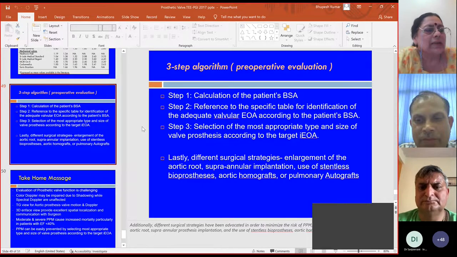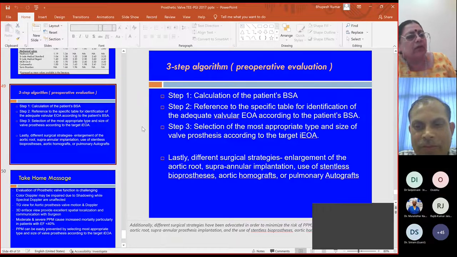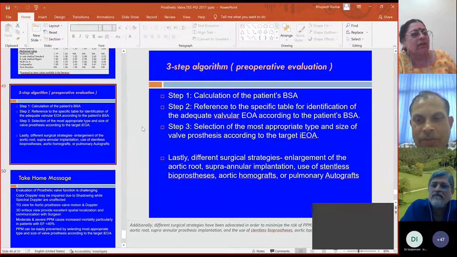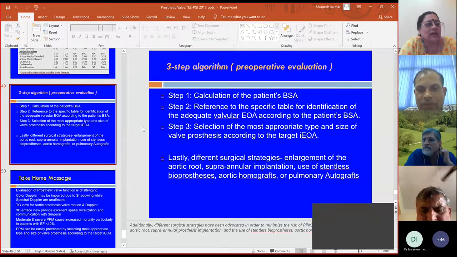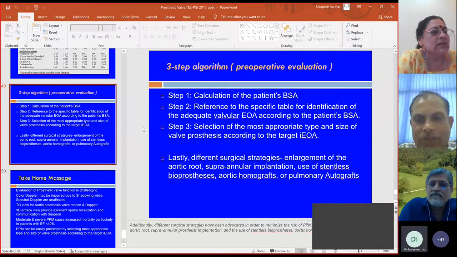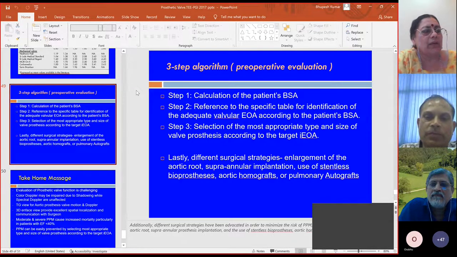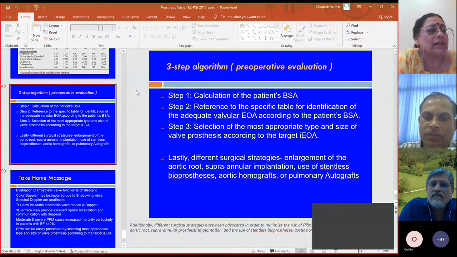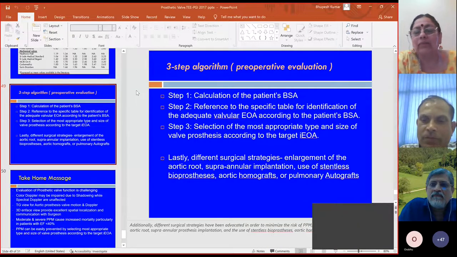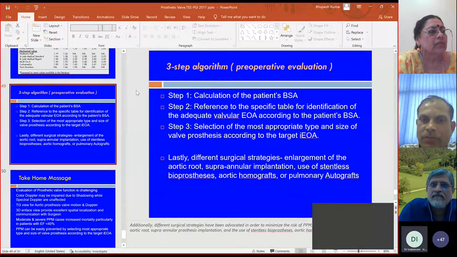Patient prosthesis mismatch is associated with not only increased operative mortality, but also with regression of LV mass and decreased long-term survival. It injures the apparatus, mitral or aortic also. A very, very important point is that if the aortic annulus is small, severe patient prosthesis mismatch may occur unless the aortic root is enlarged during surgery. So that is very important. For that, the annulus must be measured before surgery.